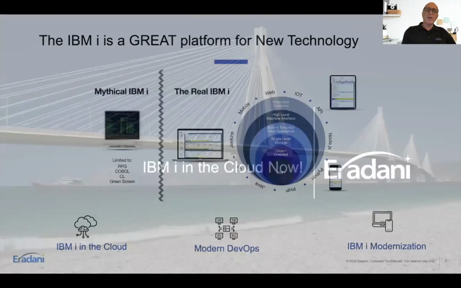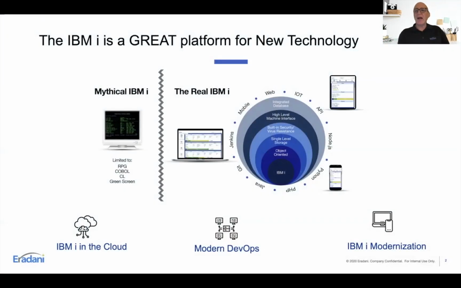I always like to start my presentations on the IBM I and new technology with this slide, because too many people think of the IBM I as on the left side of this screen, as a system that's limited to things like green screens and RPG and COBOL and CL programming, when in fact, anything you can do on any other platform, you can do on the IBM I.